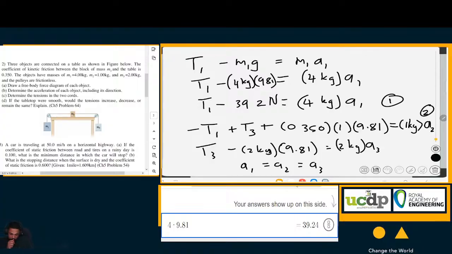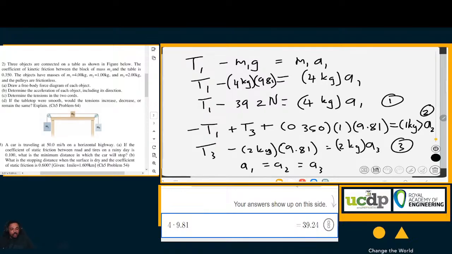Reason being, they are all connected by the same rope. So, and this is not a stretching rope, so if one moves, the others move. The rope is in tension, so if M1 moves, everyone moves. And since they're tied together, they all move at the same speed. Now here I have three equations, simultaneous equations.